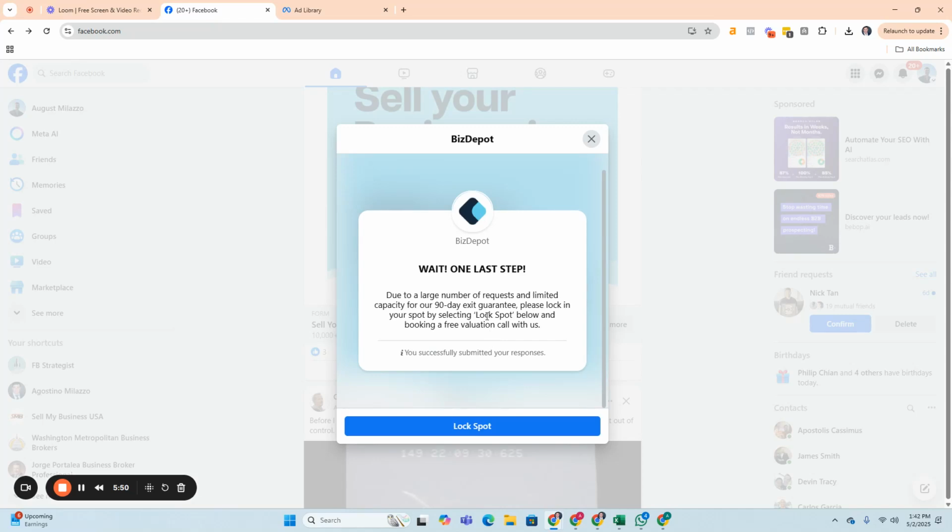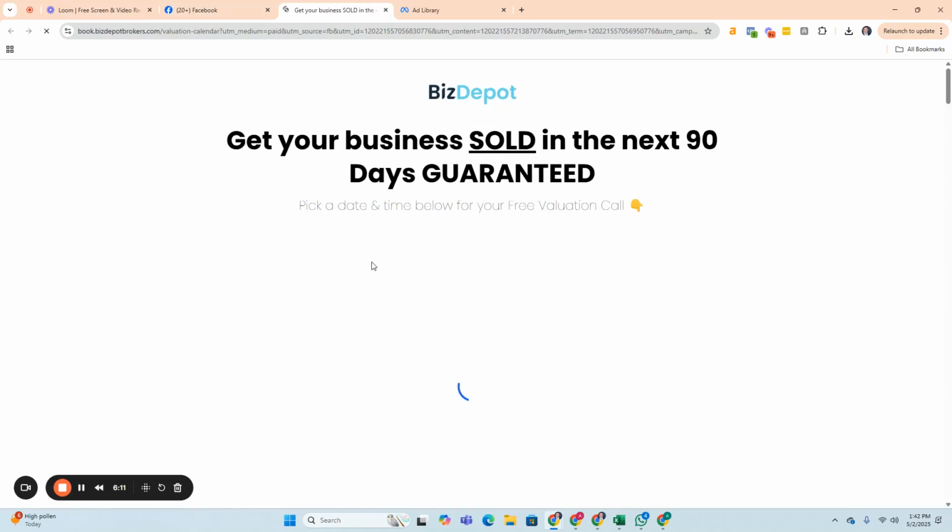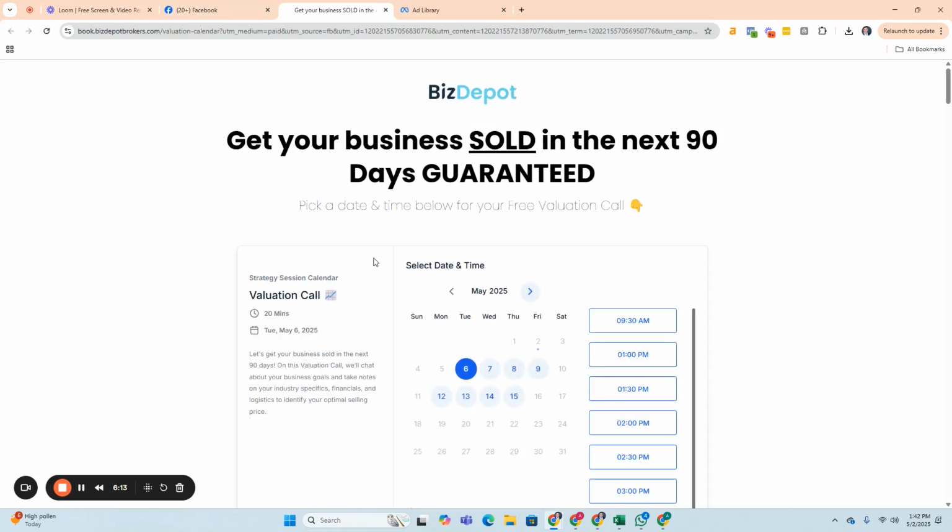The 90-day exit guarantee definitely has a lot of fine line details, because it's hard to sell a business. So saying 90-day exit guarantee is very interesting. There must be some caveat or something. But anyways, they go to lock spot, which I'm going to assume goes to a book a call. Let's go here. So now let's check out what they have going here.